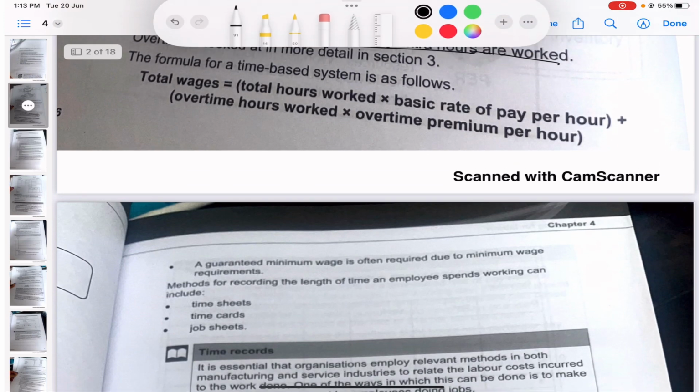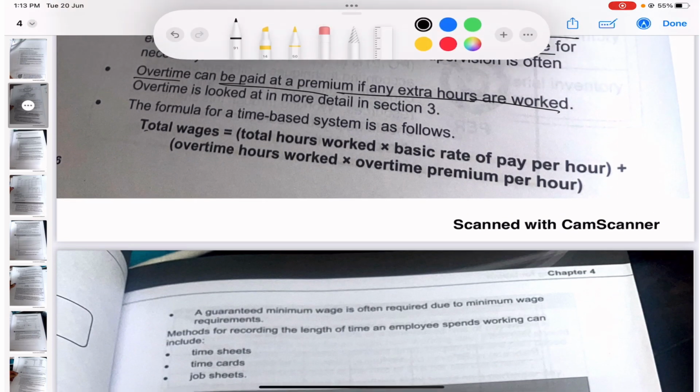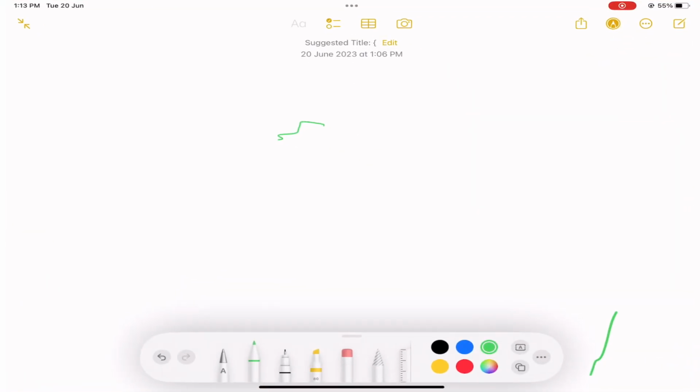The formula for a time based system: total wages is total hours worked multiplied by basic rate pay per hour, plus how much ever overtime you have worked multiplied by overtime premium per hour. Simple. Let's just write the formula. So by the end of this chapter we will also be ready with a formula sheet.